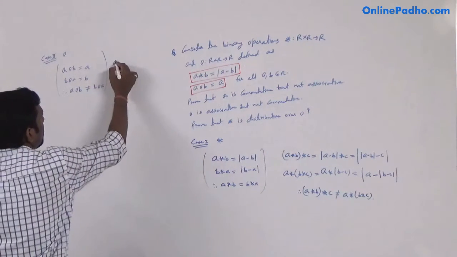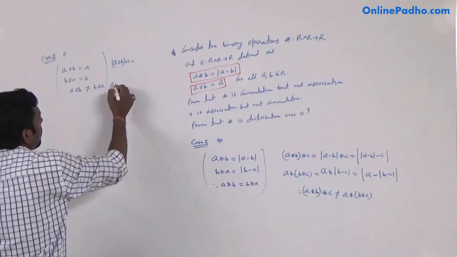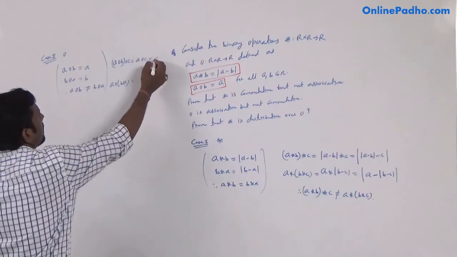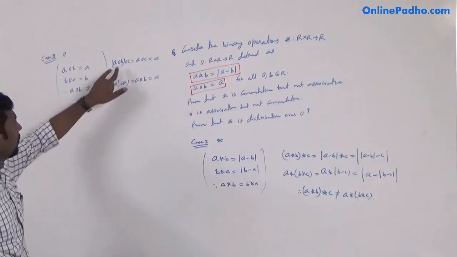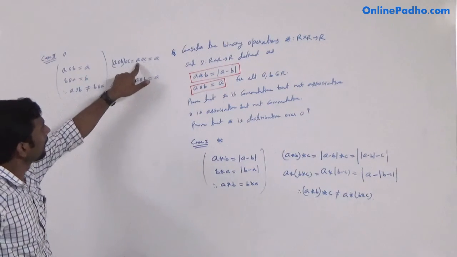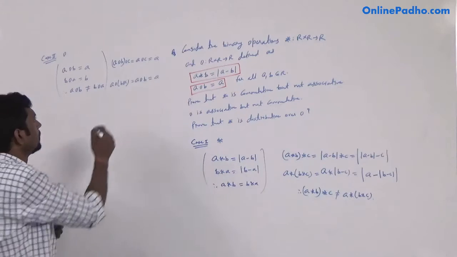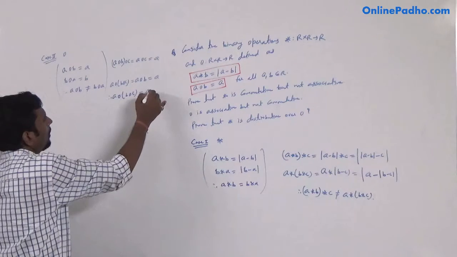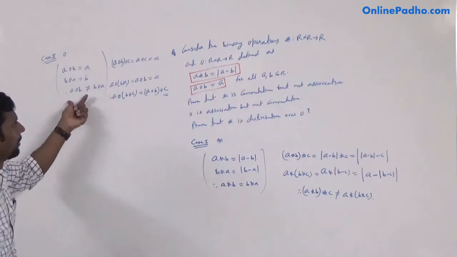Now, we have to check the associativity: A not B not C and then A not B not C. A not B means A, and A not C is A. If you have to find not in this, the first element is the answer. So A not B can be written A and A not C can be written A. A not B not C is A, and A not B is A. Both are equal. So therefore A not B not C is equal to A not B not C. These are equal. The associative law is applicable but commutative is not applicable.